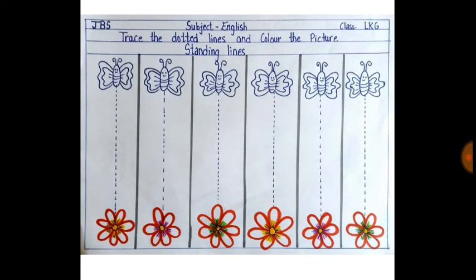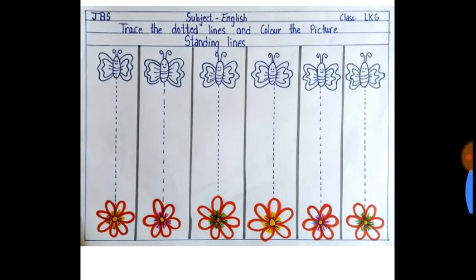Here I prepared the worksheet of the standing line. First of all, ask them to trace the standing line from top to bottom and tell them to see, so many butterflies are there and they want to sit on flowers. So let them help to trace the standing line. After completing the tracing, tell them to color the flowers and butterflies. Okay.